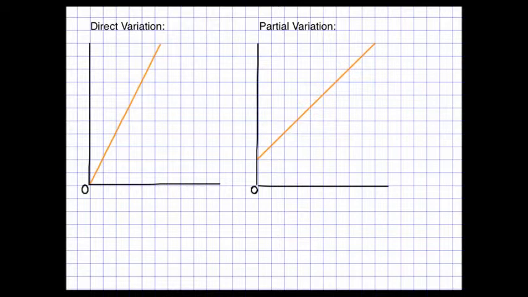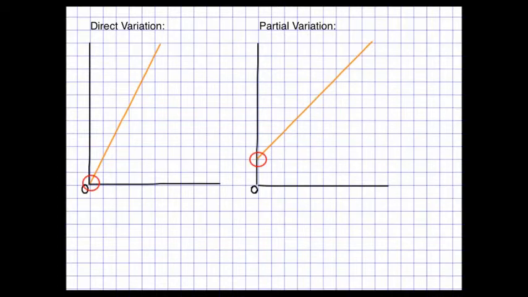The difference between direct and partial variation is that partial variation includes an initial value, otherwise known as b, thus meaning, in a graph, the slope of a line with a direct variation would pass through the origin, while the slope of a line with a partial variation would not.